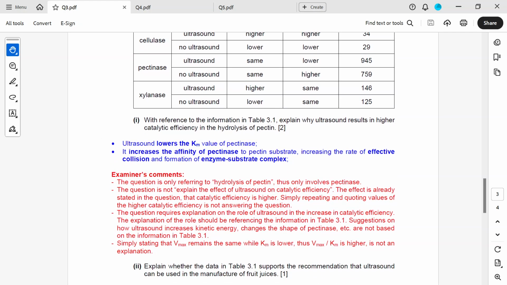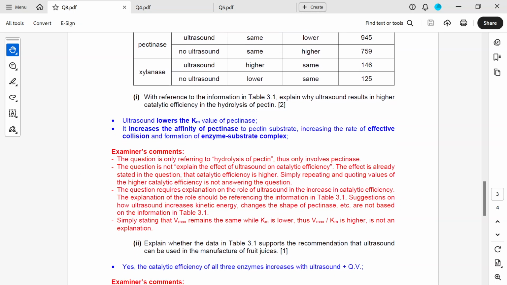For the majority of you, just look at the comments, the last point, right? Many of you simply mention, yes, the Vmax is the same, the Km is lower, and therefore Vmax over Km, which is catalytic efficiency, is higher. But this is not an explanation, right? This is just stating that Vmax is the same and Km is lower, so therefore Vmax over Km is higher. There's no explanation there, so that's not credited. That is simply just stating the information given without explanation, without linking how the lower Km especially leads to the higher catalytic efficiency.